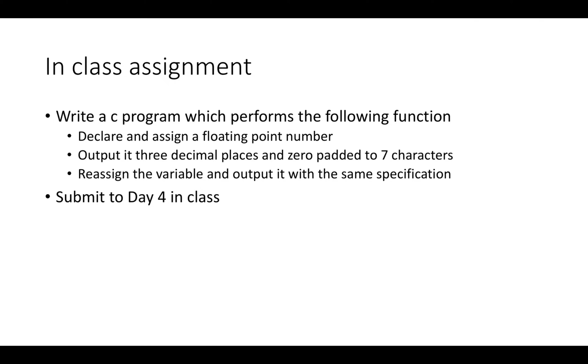So we are going to write a C program which performs the following function. We're going to declare and assign a floating point number. We're going to output it with 3 decimal places and 0 padded to 7 characters. And then we're going to reassign the variable to a different value and output it with the same specification. So 0 padded to 7 characters with 3 decimal places. And then we're going to submit it to day 4 in class. So any questions about what we talked about today so far?